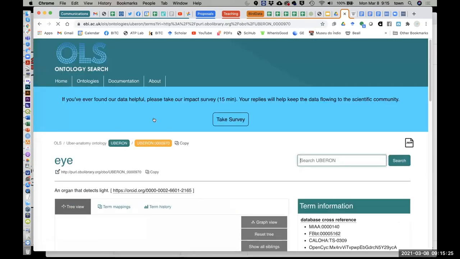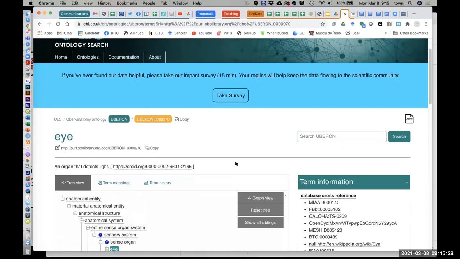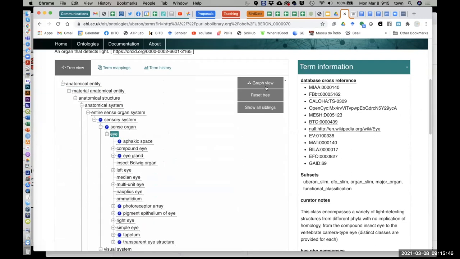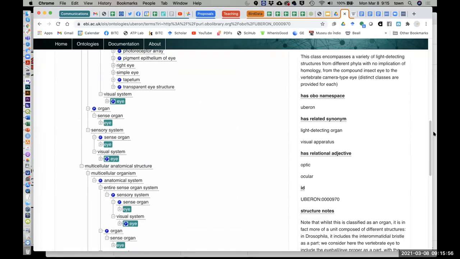Within this concept of eye, I can look at what an eye is. Well, it's a sensory organ. It's part of the sensory system, and it goes all the way up to a full organism. And then within eye, we can see different types of eyes, okay? But this essentially shows me the relationship between different concepts.